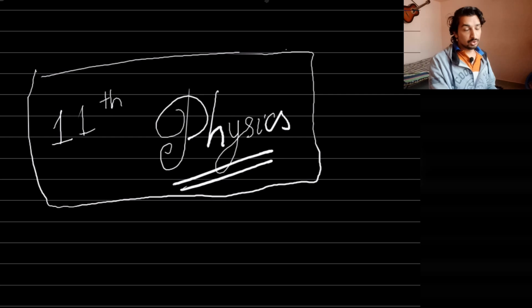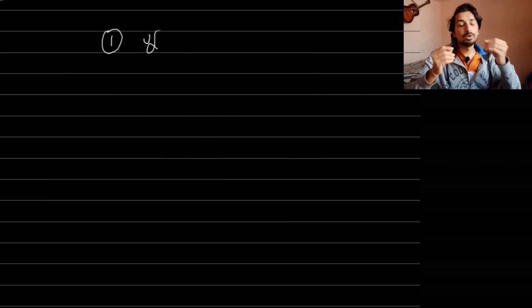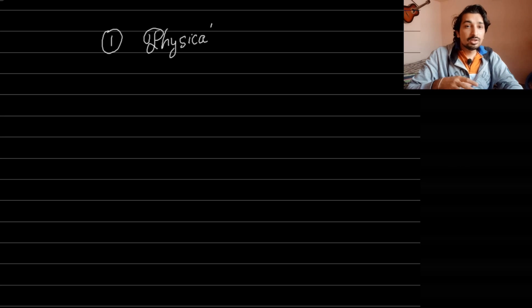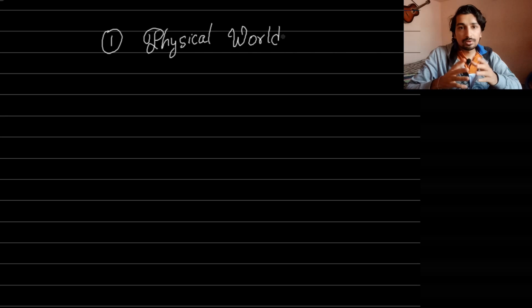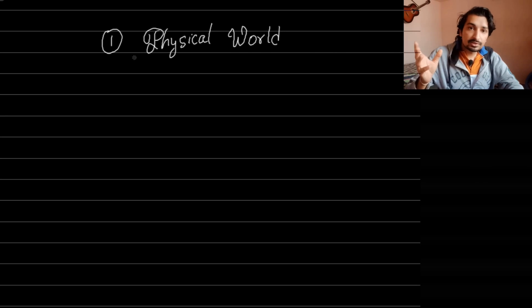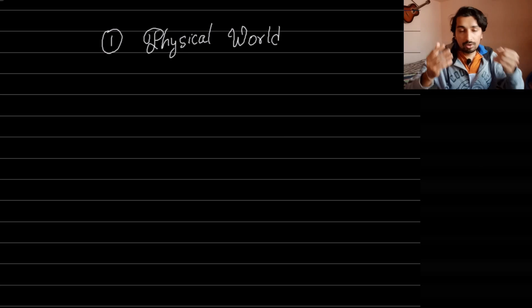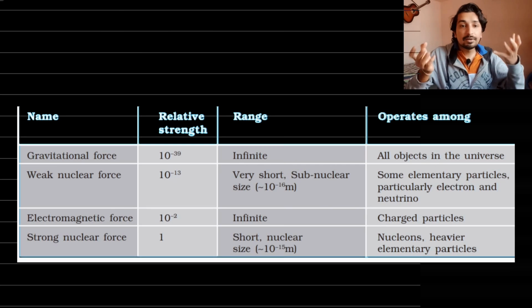Let me start teaching. 11th physics basically starts with the chapter Physical World, and in it you learn about the different things you see in this physical world. In this physical world we see large objects to small objects. What are the largest objects? What are the smallest objects? What are the fastest objects? What is the slowest object? How do you measure speed? How do you measure the weight of something? And along with all those things, you also learn about the fundamental forces.